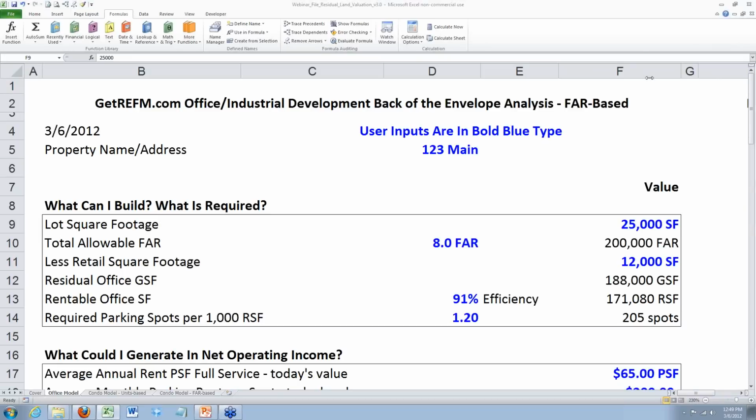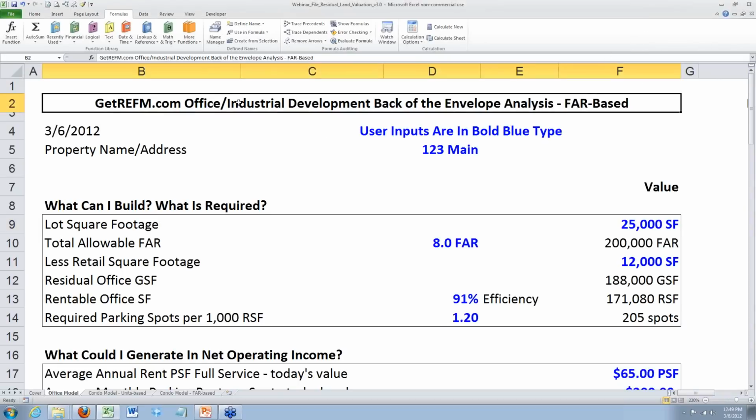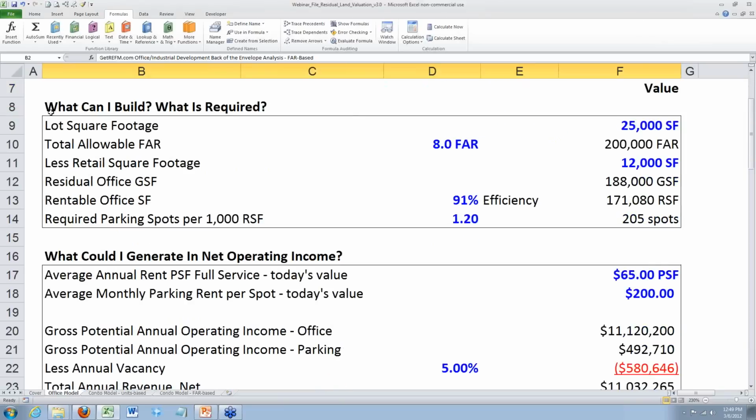Now what we have here is a basic setup, and what we've done is we have broken out the inputs for this back-of-the-envelope model into various sections which are very explicit. And so the first thing that we ask is, well, what can I build, and what is required in order to build that product? And that's relative to the zoning.